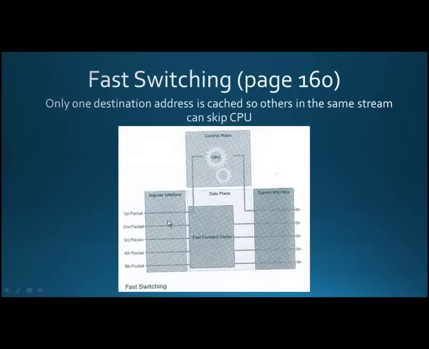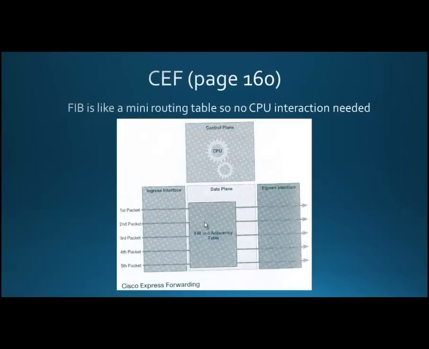But the problem with this is, let's say the first, second, third packet are all going to the same destination, then the fourth packet's going somewhere different. Well, then the fourth packet would have to go back to the CPU, and that information would be stored here. But then the fifth packet's going to the same place as the first, but now the cache has the information for the fourth packet. But anyway, it saves time, but it doesn't save as much time as it could, if that helps. All right, so here's Cisco Express Forwarding.